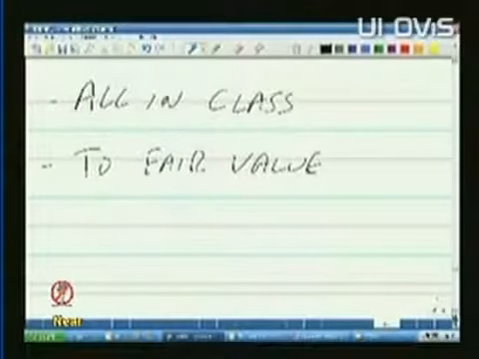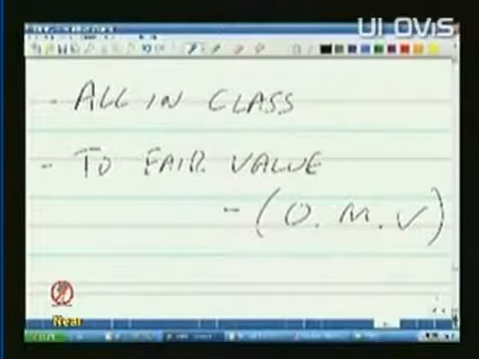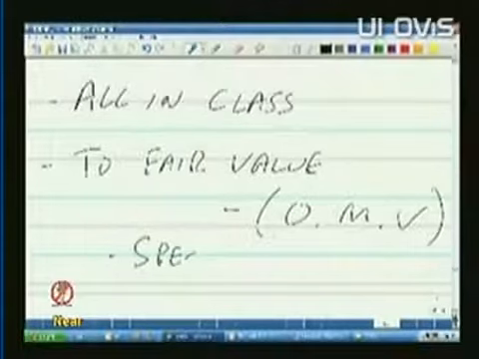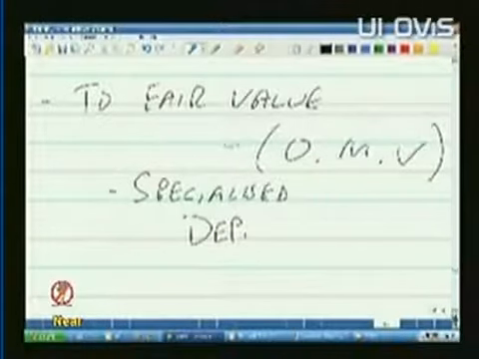So what we're looking for there is some measure of kind of open market value. Okay? So what I would get if I sold it at open market value, that's what I mean by OMV. So revalue all assets within the class to open market value. Bearing in mind, if that asset is specialised, you would value it at depreciated replacement cost.